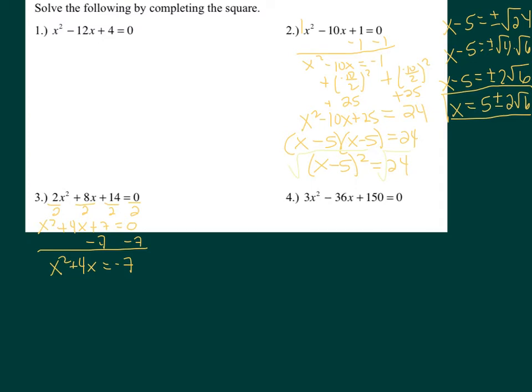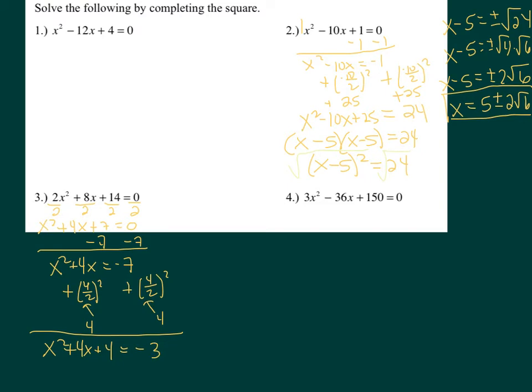So I take half of 4, square it, and add it to both sides. Well, that's really just 4, because half of 4 is 2, and 2 squared is 4. So I'll get x squared plus 4x plus 4. Negative 7 plus 4 is negative 3.